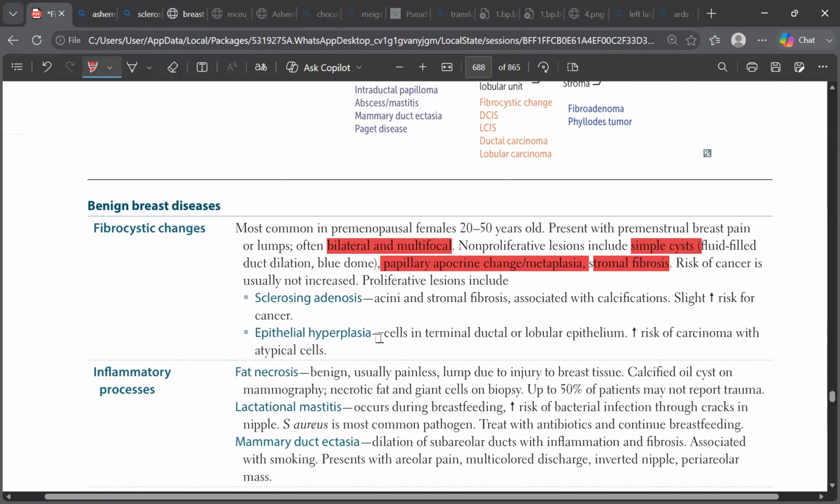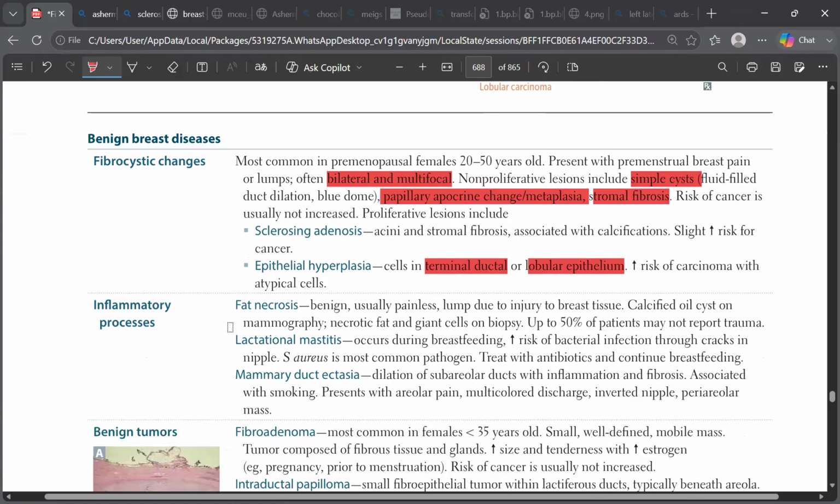Then there's epithelial hyperplasia. Cells in the terminal ductal or lobular epithelium are affected, and it causes an increased risk of carcinoma with atypical cells. So all of these are fibrocystic changes. There are non-proliferative fibrocystic lesions in which there are simple cysts, papillary or apocrine changes, and stromal fibrosis. And there are proliferative lesions in which there is sclerosing adenosis and epithelial hyperplasia.